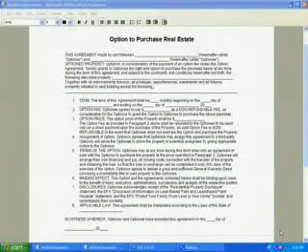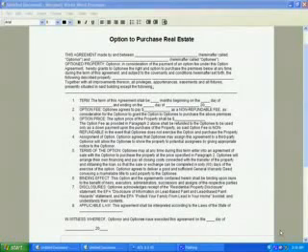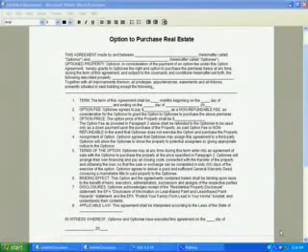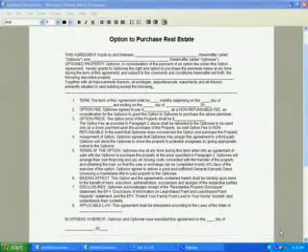Number 6, binding effect. This option and the agreements contained herein shall be binding upon and inure to the benefit of heirs, executors, administrators, successors, and assigns of the respective parties. Number 7, disclosures. Optionee acknowledges the receipt of the residential property disclosure statement, the EPA disclosure of information on lead-based paint and lead-based paint hazards statement, and the EPA Protect Your Family from Lead Paint in Your Home booklet and understands their contents.